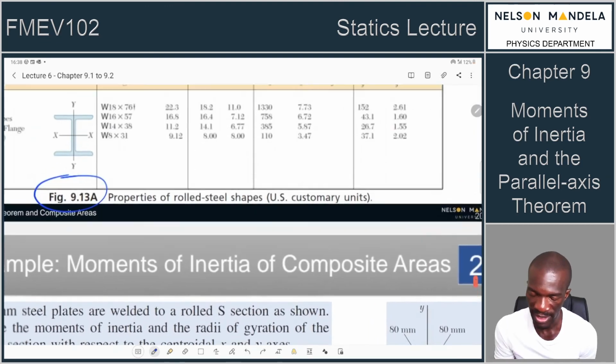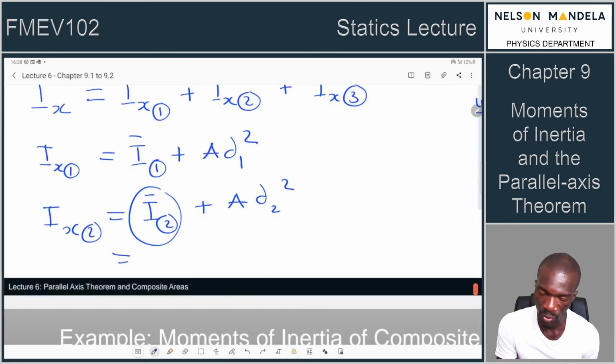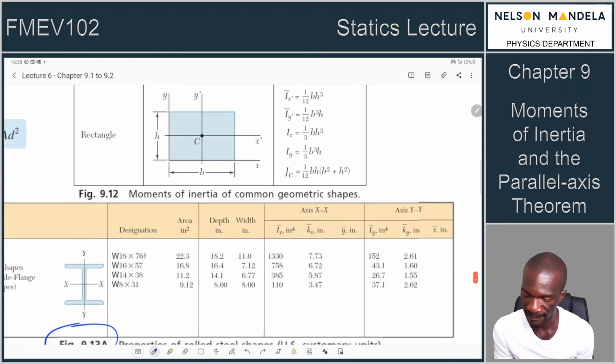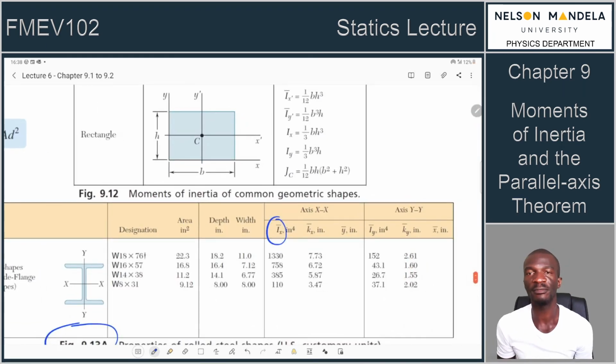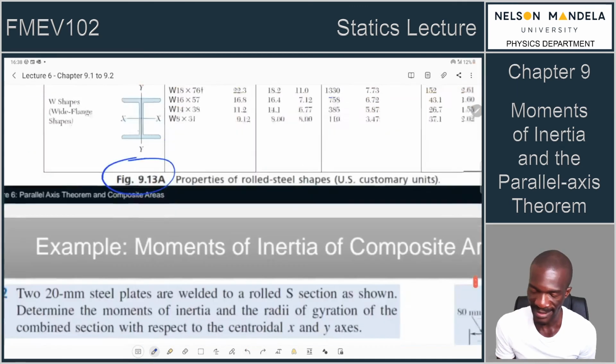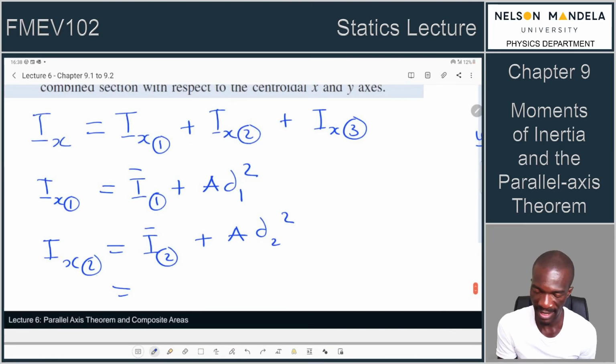When you look at your tables, what are we looking for? Centroidal moment of inertia about the what? The X. Centroidal moment of inertia about the X. So this is where we would go for that S section. So you need to then identify the S section, and you should be dealing with the SI unit system. Then you get that, then you will write its parameters here.